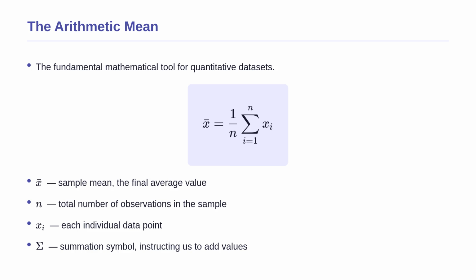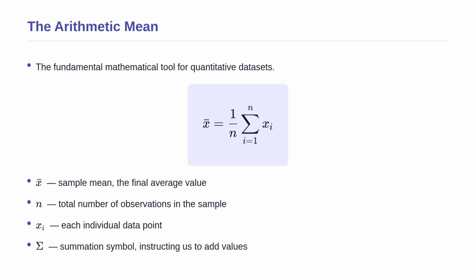Because quantitative research relies heavily on statistics, let us look at its most fundamental mathematical tool, the arithmetic mean. Conceptually, this formula allows researchers to take hundreds of individual data points and condense them into a single representative number.